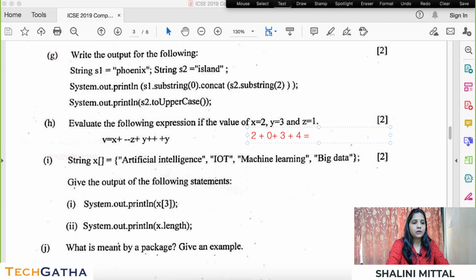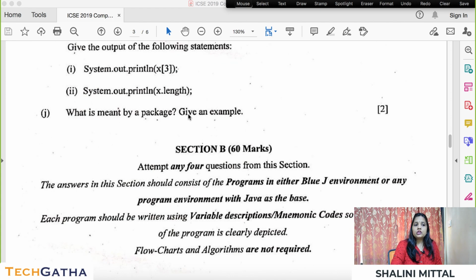4 plus 3 plus 2, that is 9, right? Again, some questions will ask you to give an example, some questions won't. Whether they ask you or not, please write an example.